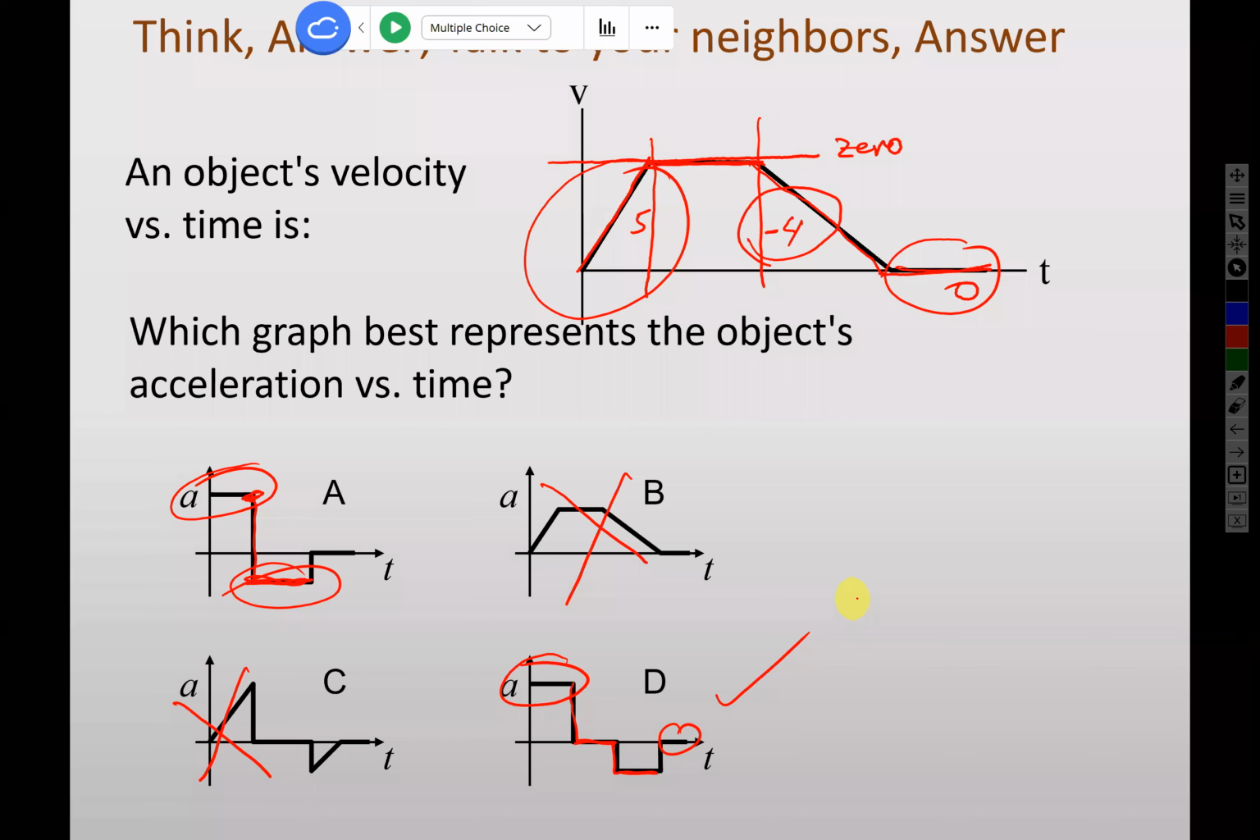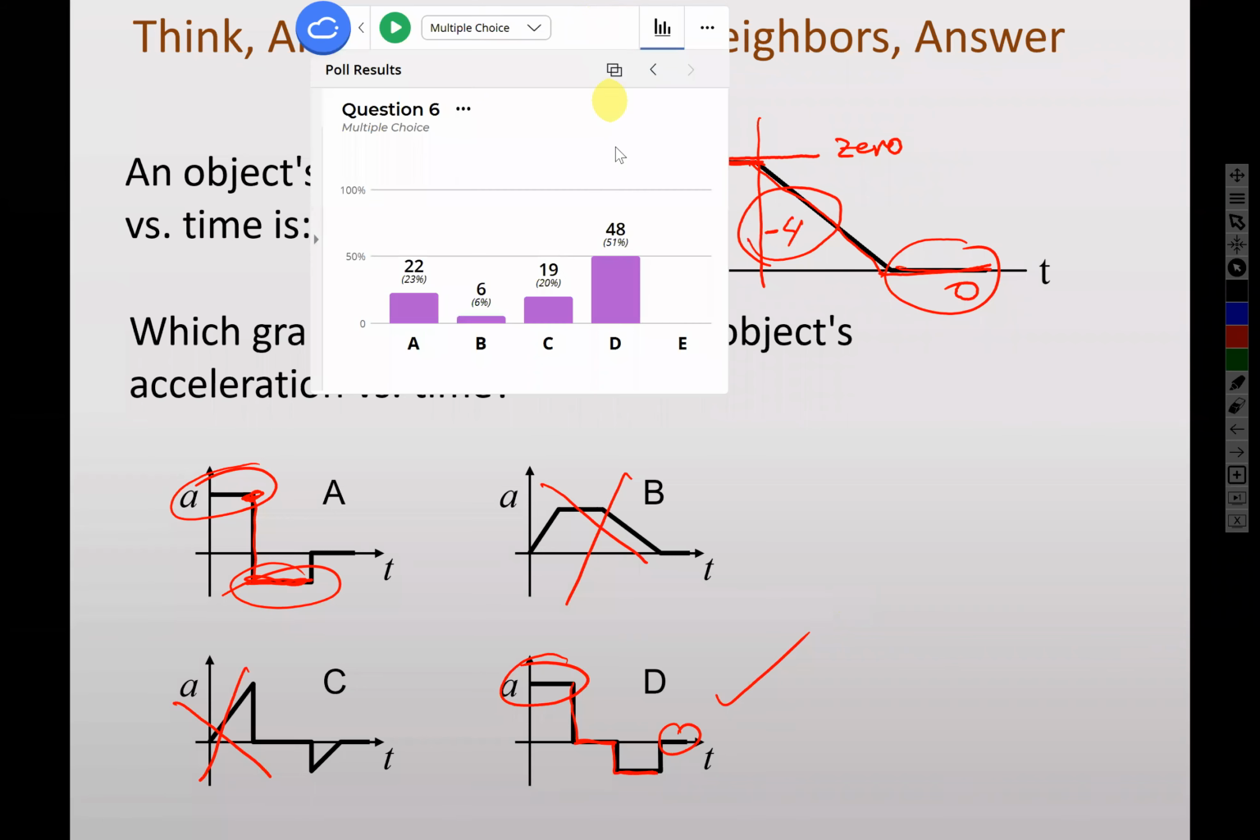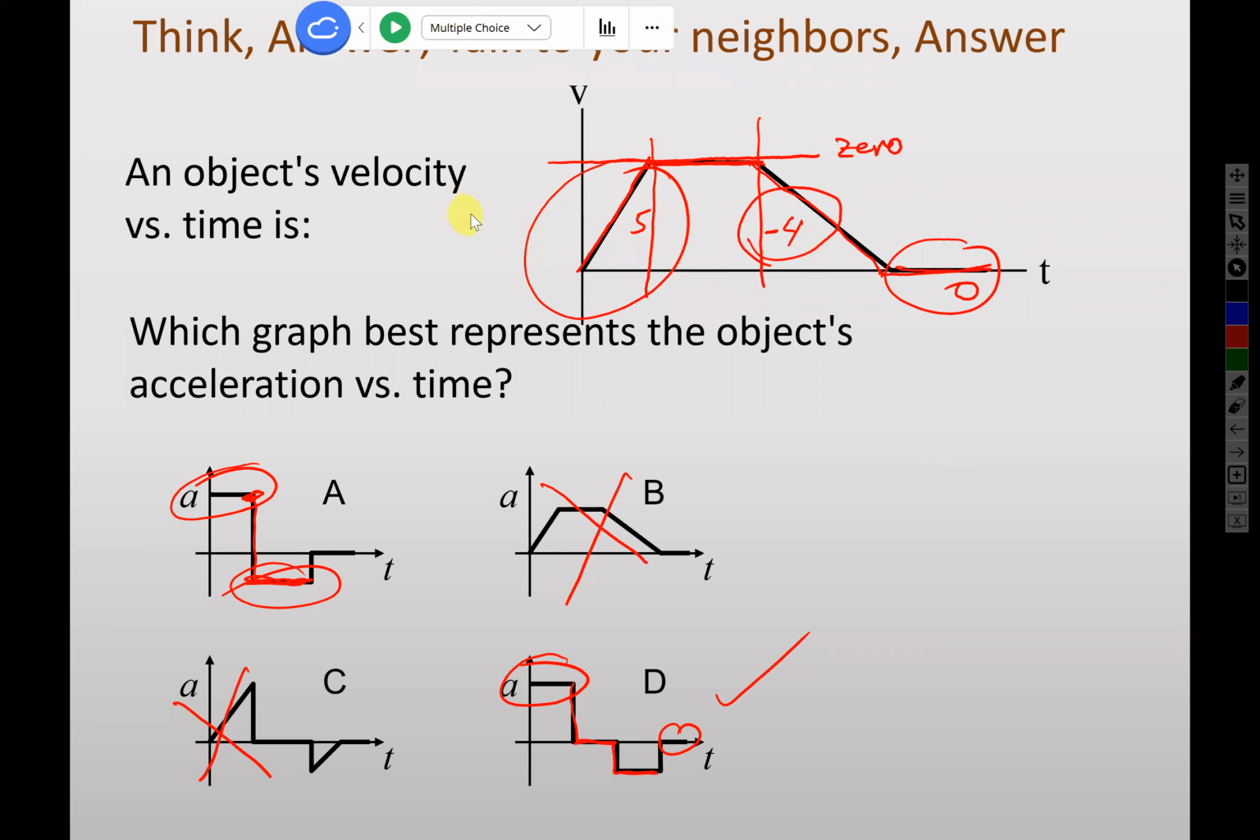Okay. So did I choose the answer here? I did not. So would anybody like to add anything on this? It's your time.